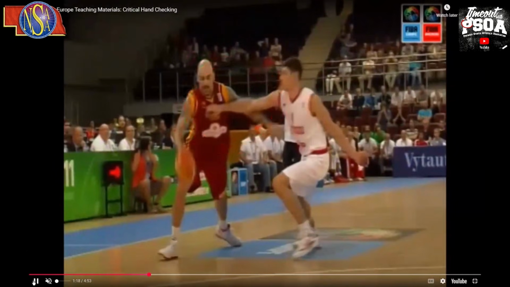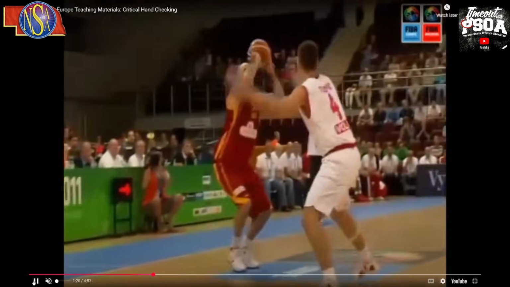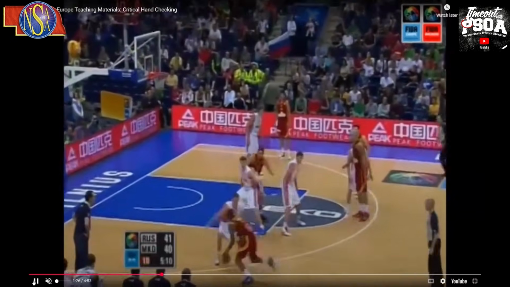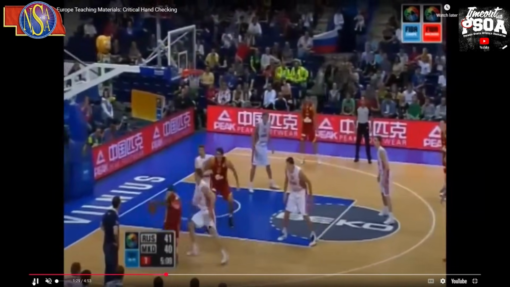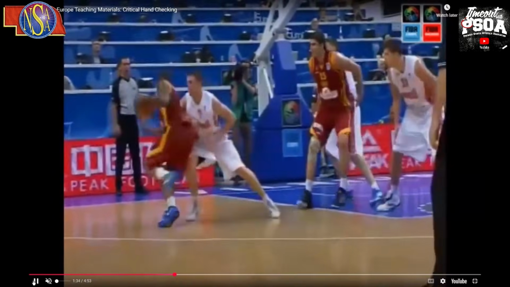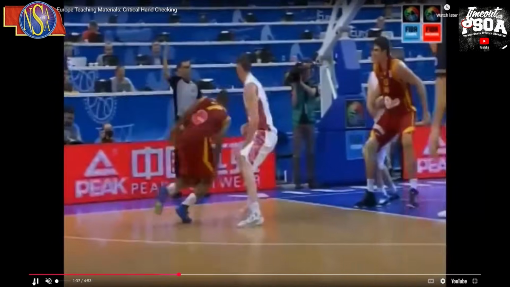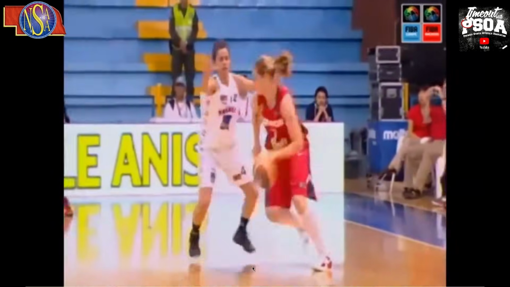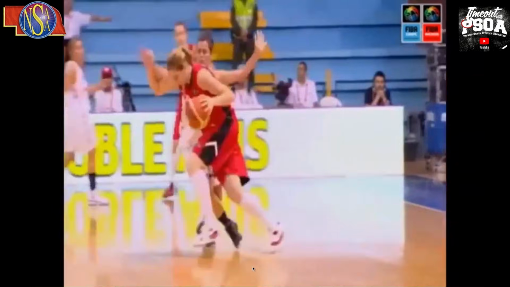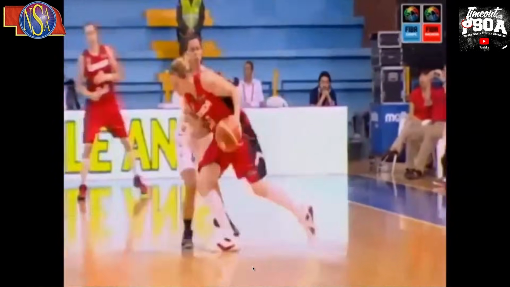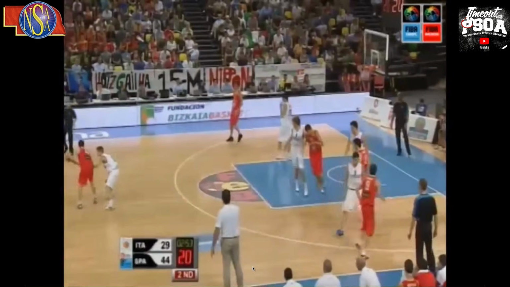Hands on the ball handler dribbler, affecting normal basketball movement. Hand check. Using hand or arms on the ball handler dribbler. Hand check, extended armbar. Another one, defender putting 2 hands on the dribbler. Automatic foul, hand check. These are the type of fouls that must be called early in the game so we don't have unsporting behavior later in the game.